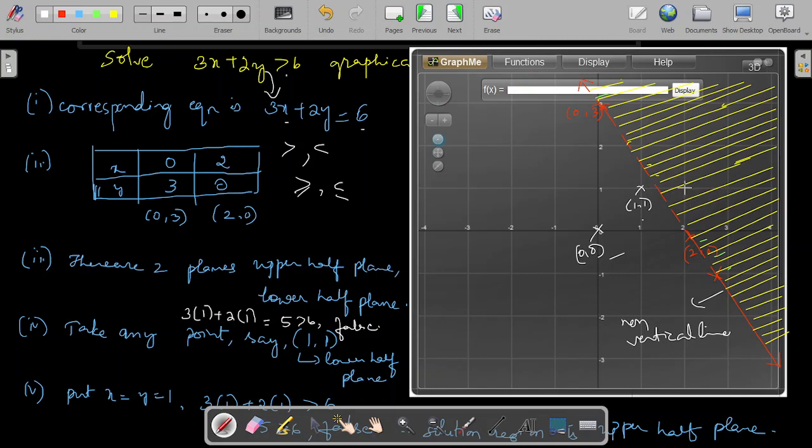So you take any point in the upper half plane, like 2, 1. So 2, 1 comes in the upper half plane. You can substitute here 3 into 2 plus 2 into 1. 3 into 2 is 6, plus 2, 8. 8 is greater than 6. True. Yes.